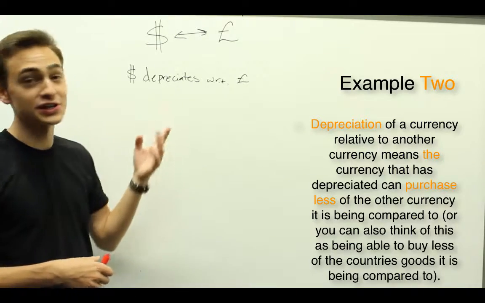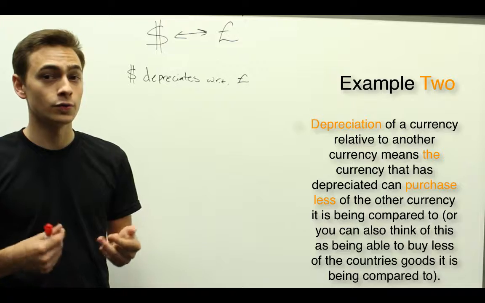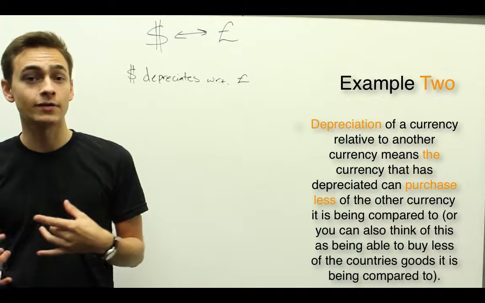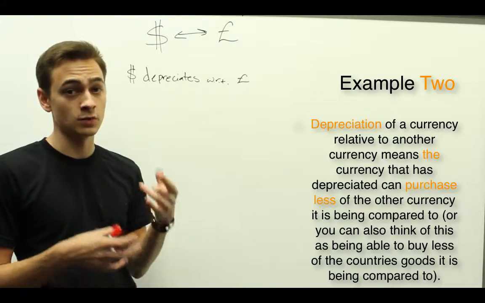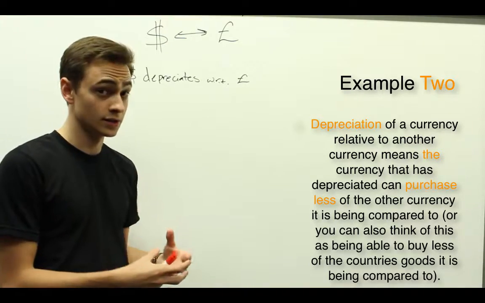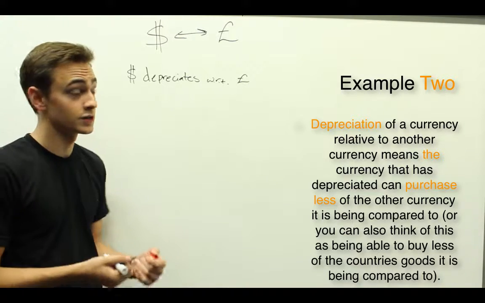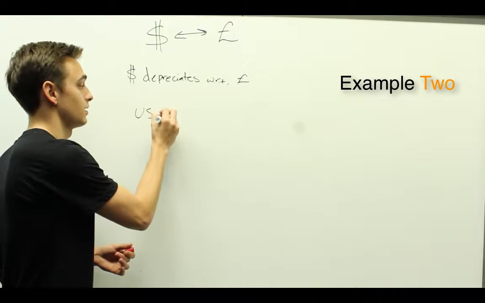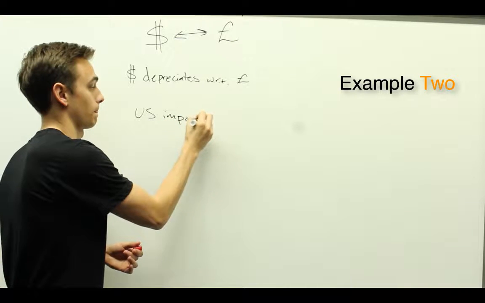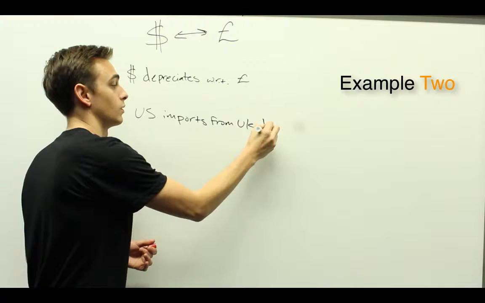So what does this depreciation mean? It means that the United States dollar is less valuable with respect to the pound. A set amount of dollars can now buy fewer pounds than it could before, which means that set amount of dollars can buy fewer British goods than it could before. So the United States is going to buy fewer British goods, so US imports from the UK will go down.